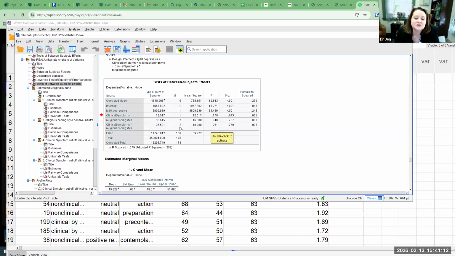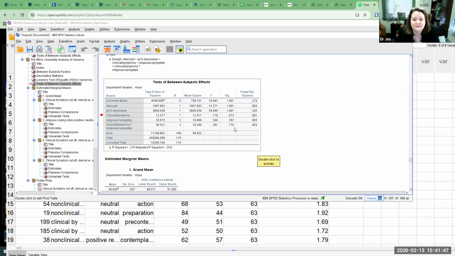So you'd be reporting that as F(2, 168) = 0.26, p = 0.77, partial eta squared = 0.003. And that tells you that the interaction is not significant. And the main effect of religious coping on hope, also not significant. And the main effect of clinical symptoms on hope, also not significant. It's not unusual for the covariate to be significant. It's really just kind of a peek at the data anyway. It's not real data because that's a continuous variable. So this kind of gives you a sense.